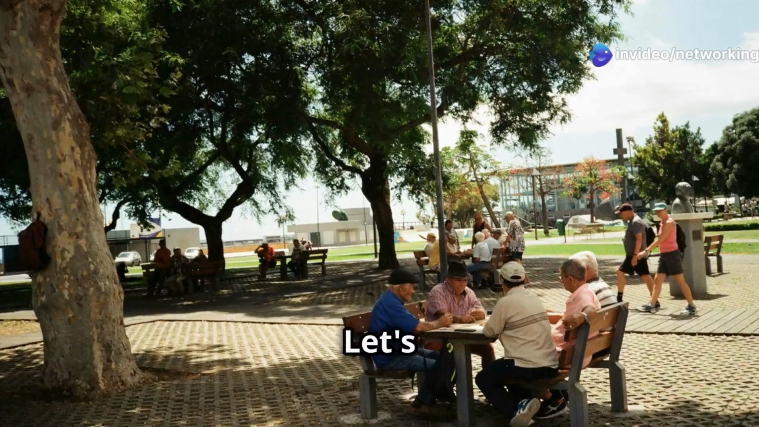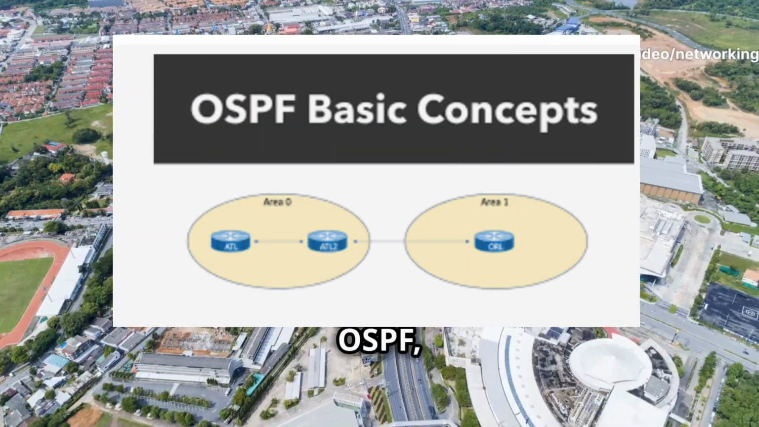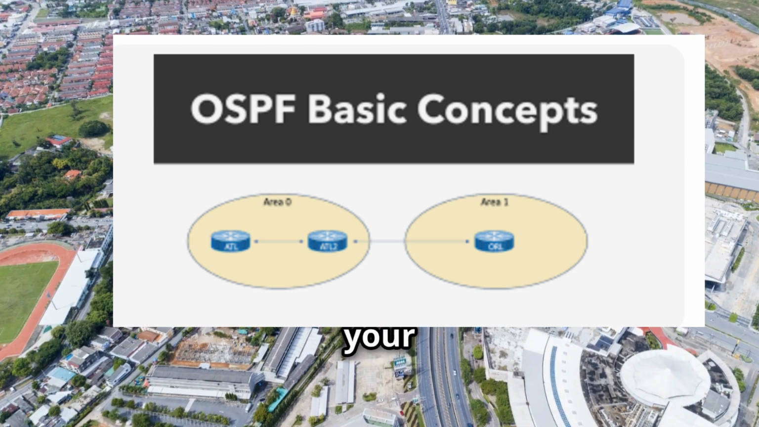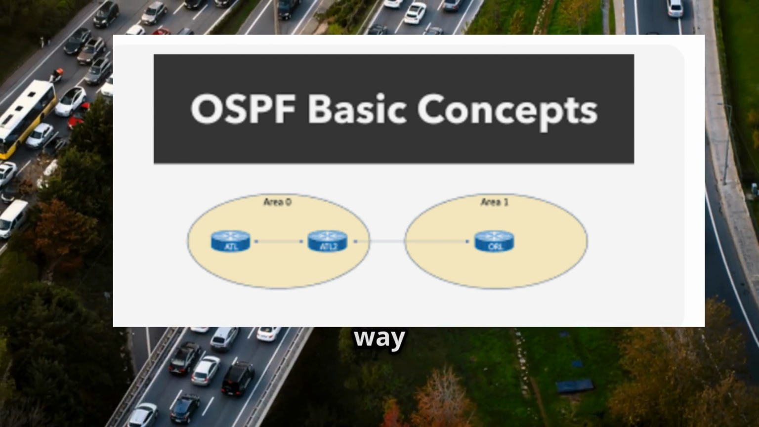Hey everyone, let's talk about OSPF areas. OSPF, or Open Shortest Path First, is like a super smart map for your network. It helps data find the best way to travel.